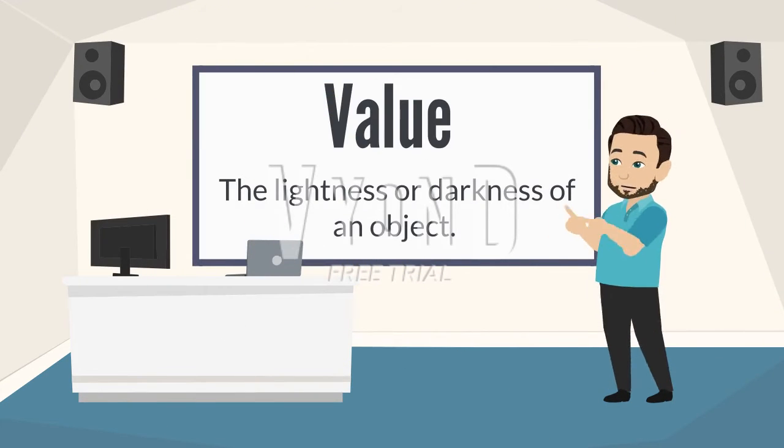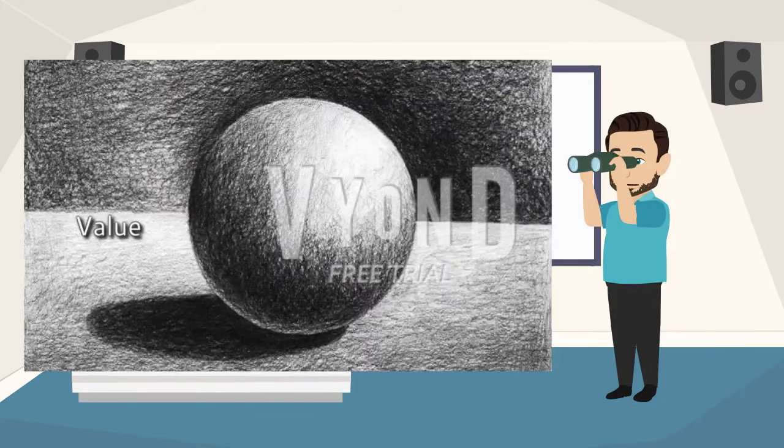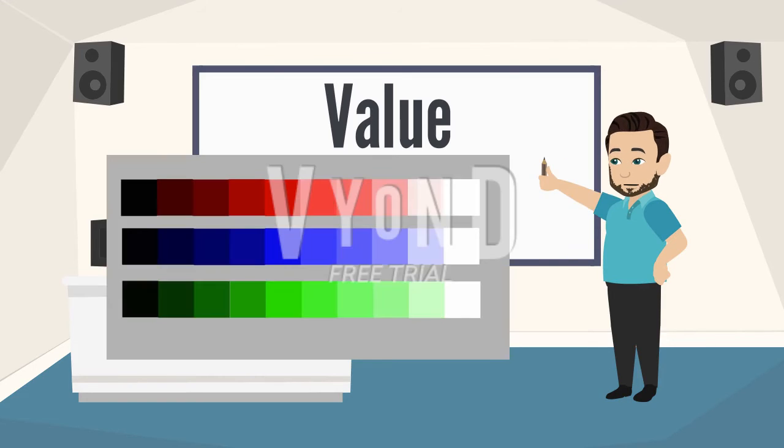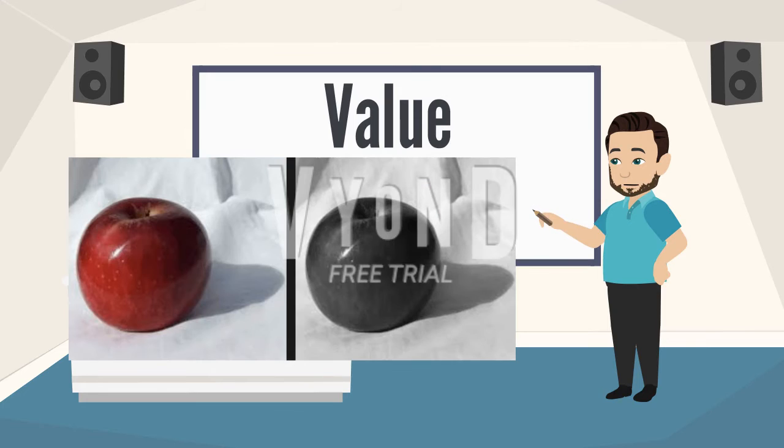Value is the lightness or darkness of an object. It is the effect of light and shade in a picture. Some of the words we use to talk about value are shade and tint. Shade is when you add black to something or make it darker, and tint is when you add white to something or make it lighter. This can be in black and white images as well as being used in color.